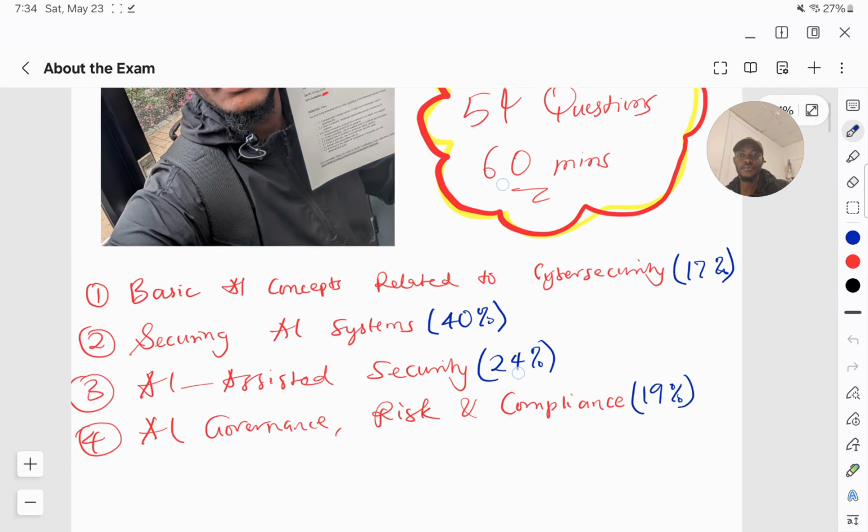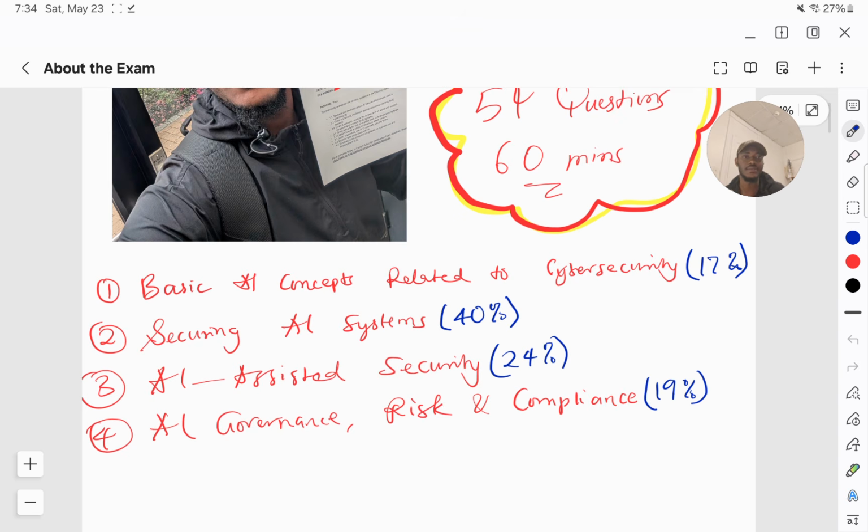So the first thing here is the exam has 17% for basic AI concepts in cybersecurity, and the exam also covers security of AI systems. That's about 40%, and then AI assisted security 24%, and then AI governance, risks and compliance having 19%.